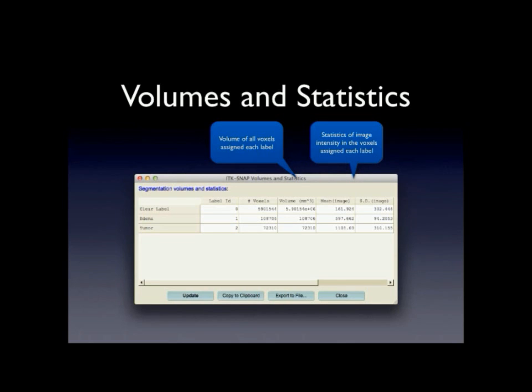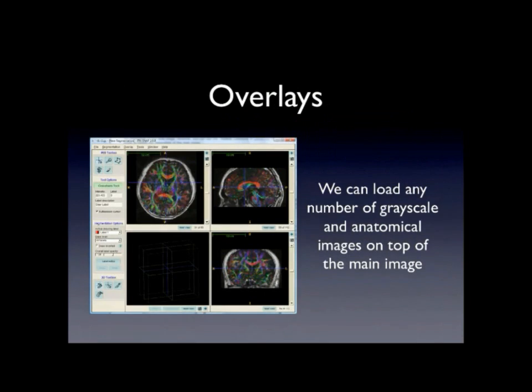We also get the statistics of the anatomical image. So we can get the mean intensity for the tumor in the anatomical image, mean intensity for the edema in the anatomical image, as well as standard deviation. Overlays, again, like segmentations, can be loaded on top of an anatomical image. We can load any number of overlays.